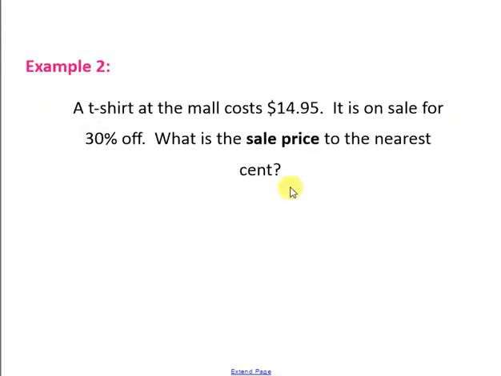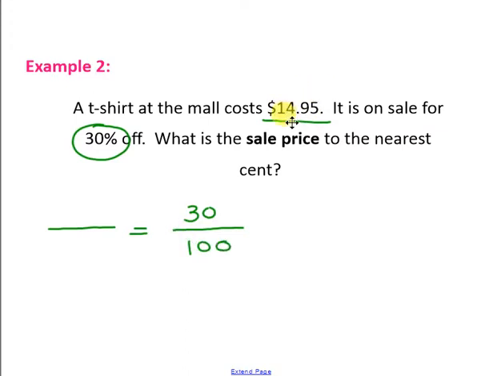All right, example 2. A t-shirt at the mall costs $14.95. It's on sale for 30% off. What is the sale price to the nearest cent? So I'm going to start with my proportion. I know that my percentage goes up here over 100, and this is the original price, so it's going to go under the whole. And then my x goes here.